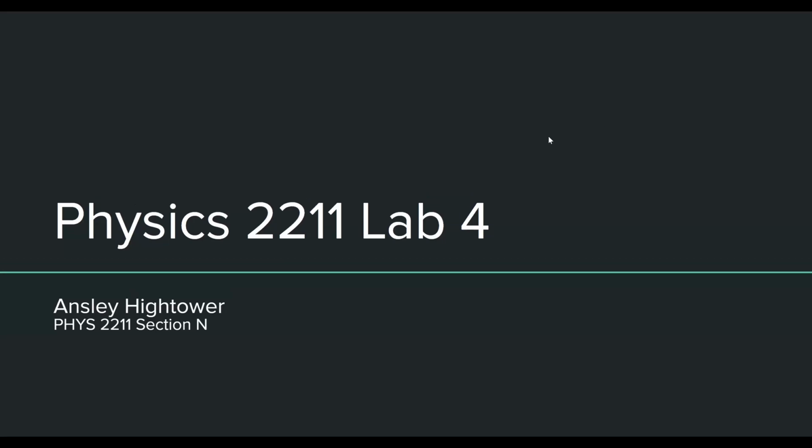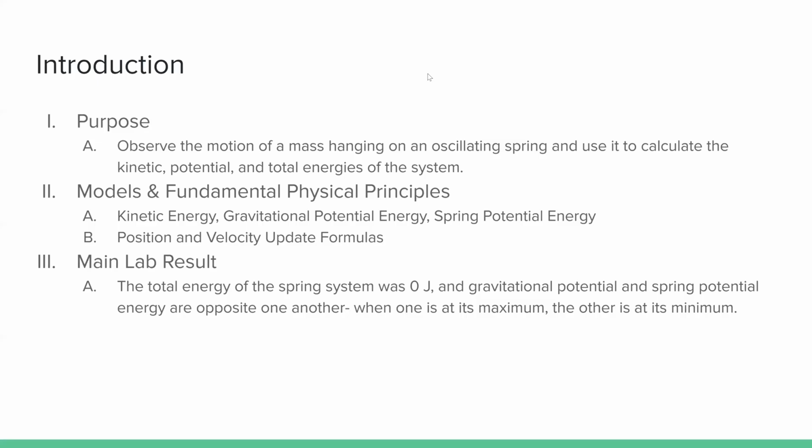Hey everyone, so this is my Physics 1 Lab 4 video. The purpose of this lab was to observe the motion of a mass hanging on an oscillating spring and use it to calculate kinetic and potential energy, and then use those to calculate the total energy of the system.